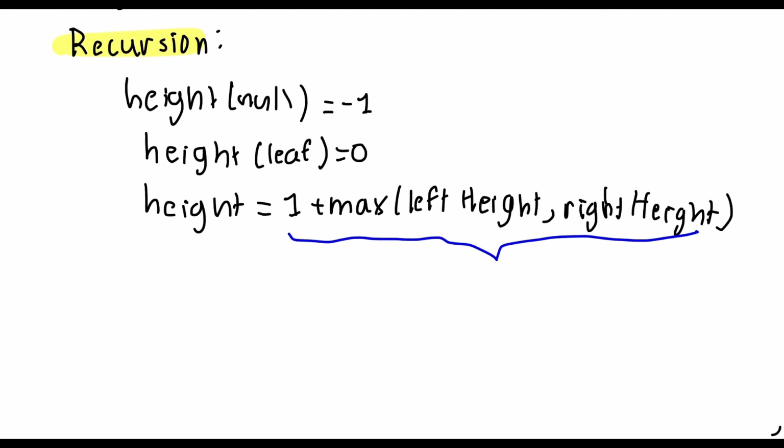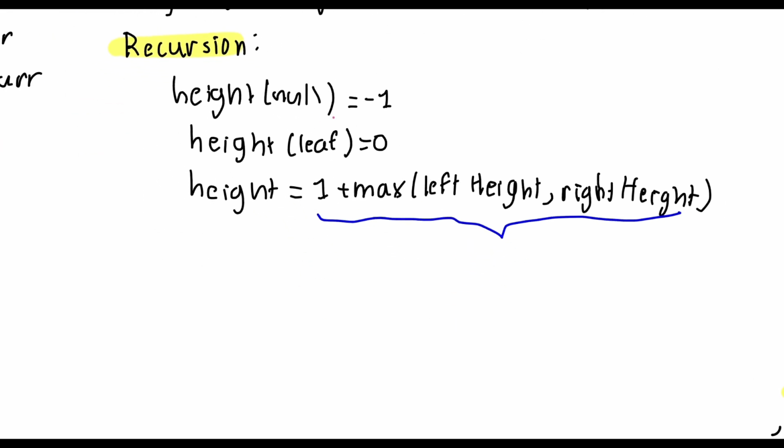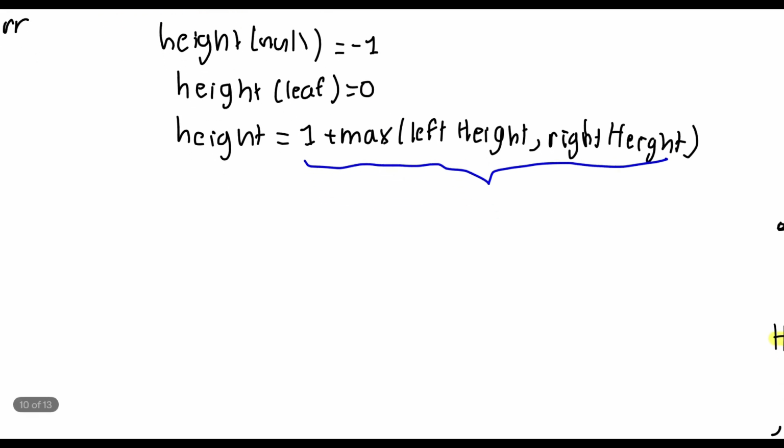For height, the length of the longest path to a leaf is going to be the height of your tree. With recursion, when your node is null, the height is going to equal -1. When you're at a leaf, the height is equal to 0. And when you're calculating your height, you're going to have 1 plus max of left height, right height.